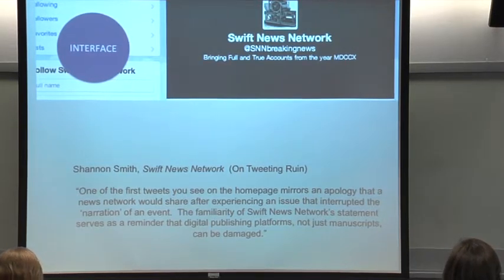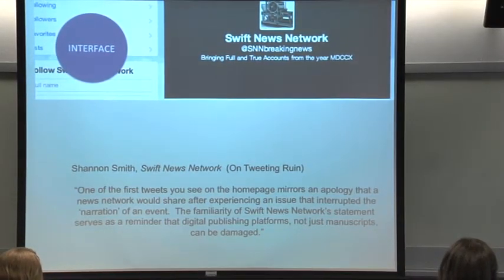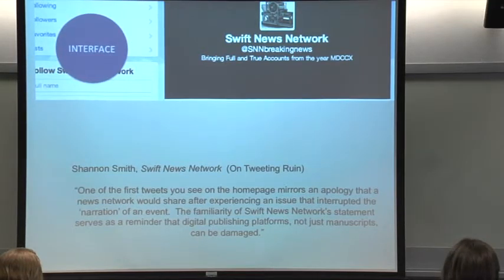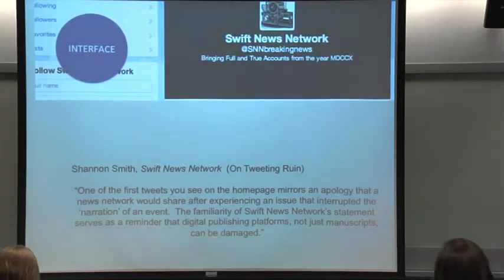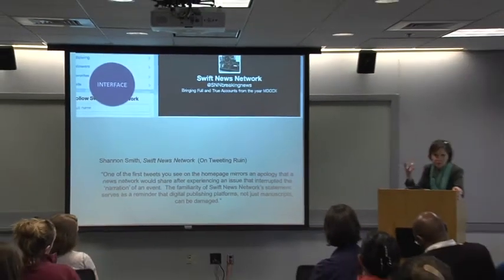The name of the project was On Tweeting Ruin. And those of us who know Battle of the Books know that it's a fragmentary text as well as a kind of mock epic. One of the first tweets you see on the homepage mirrors an apology that a news network would share after experiencing an issue that interrupted the narration of an event. The familiarity of Swift News Network's statement serves as a reminder that digital publishing platforms, not just manuscripts, can be damaged. And so she then used this to start thinking through in a more theoretical way how one theorizes damage within these various kinds of technological platforms as well.